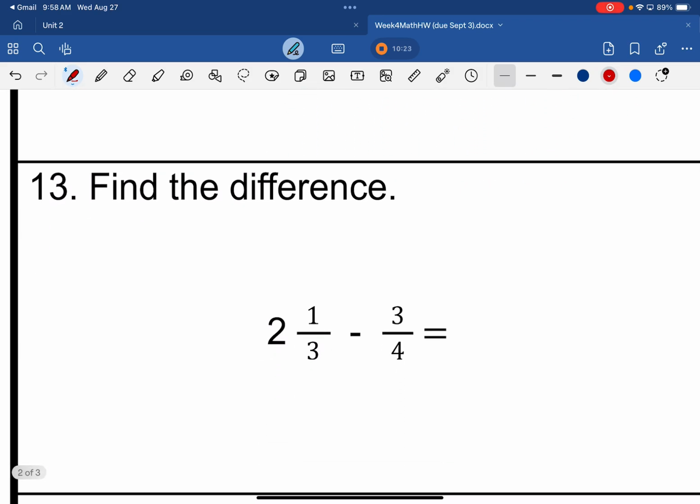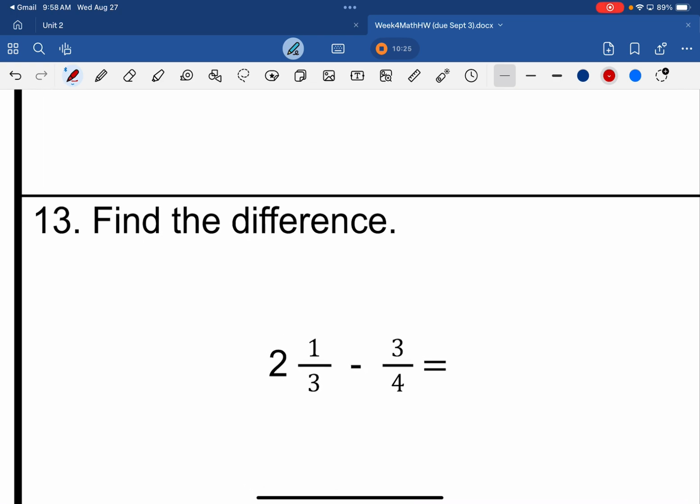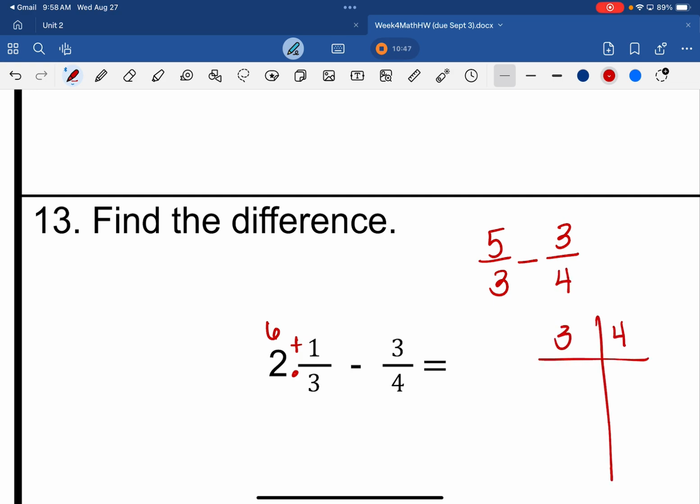Find the difference. This is like a double whammy because we need to have common denominators and we have to turn that into an improper fraction before we do that. So 3 times 2 is 6. 6 plus 1 is 7. So 5/3 minus 3/4. Your first course of action is coming up with a common denominator for 3 and 4, and then you can subtract them.